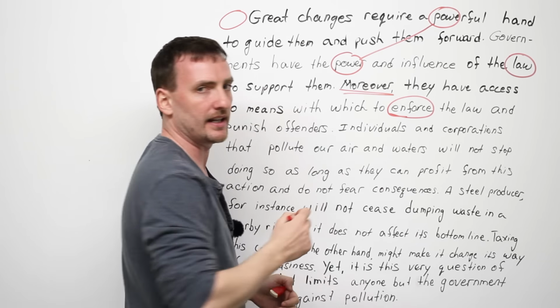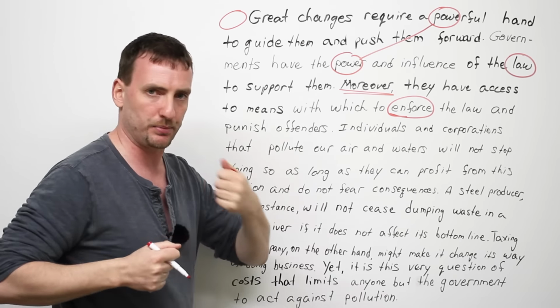So here, again, another idea. Enforce means put into effect, make sure that it actually happens. Enforce the law and punish offenders. So they have the power of the law. With this power, they can enforce and punish everything. I'm connecting everything to everything. Offenders. Now, here I'm talking about offenders.